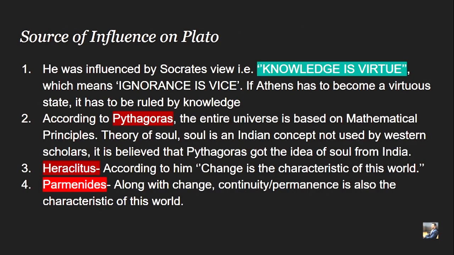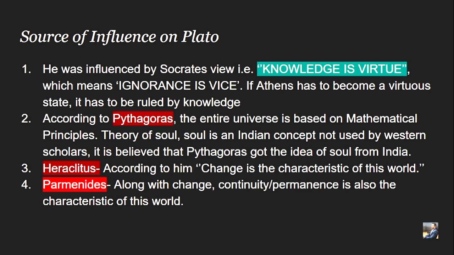So let's look at the various sources of influence on Plato, who had a great impact on Plato, which nudged him to elaborate his theory on political science. He was influenced first by Socrates, his teacher himself, the great Socrates. He was mainly influenced by Socrates' view that knowledge is virtue, which means ignorance is vice. If knowledge is virtue, for sure ignorance is vice. If Athens has to become a virtuous state, it has to be ruled by knowledge and not ignorance.